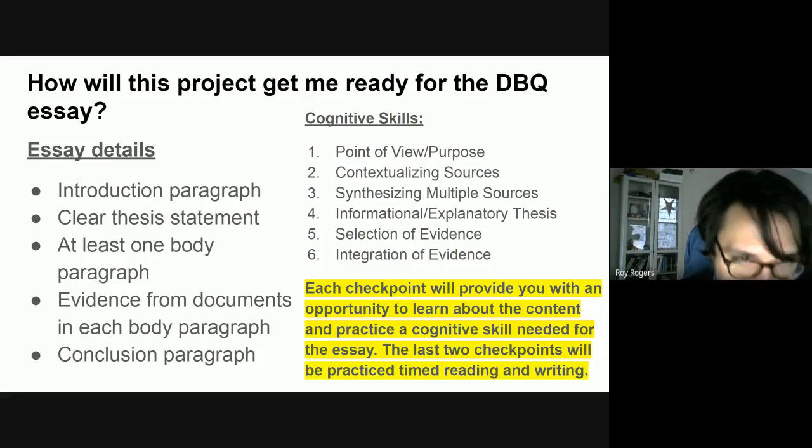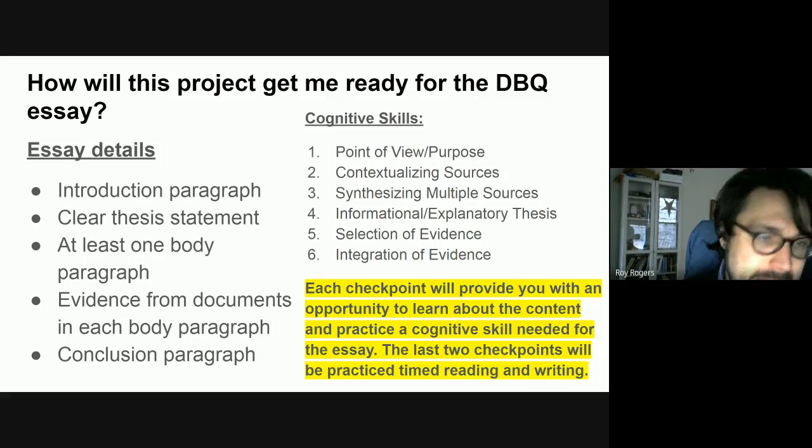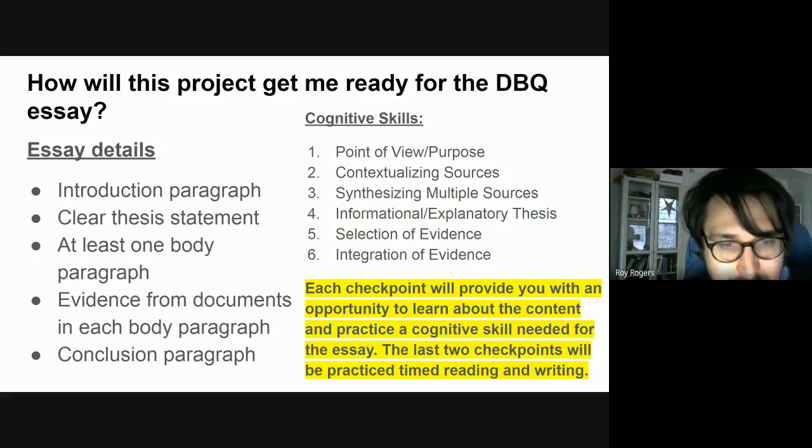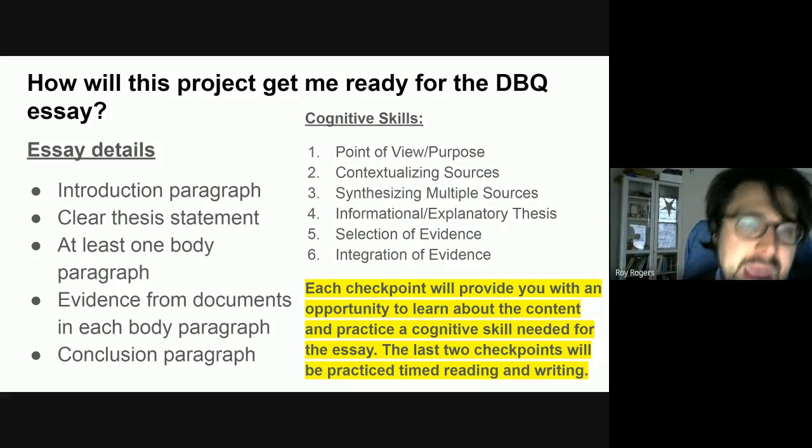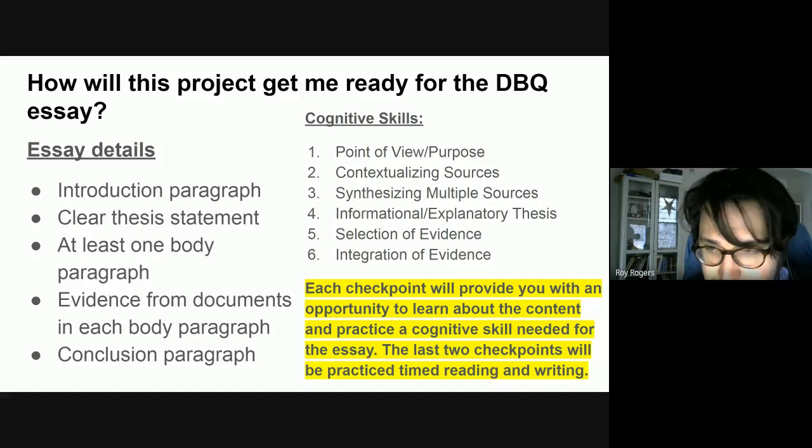We want to make sure we have an introduction that lays out our thesis that says, here's what I'm going to be saying about these documents. Then we've got body paragraphs that use evidence to make that argument, to convince Mr. Rogers that what we're saying is true. And then a conclusion paragraph that brings it all together. All right.